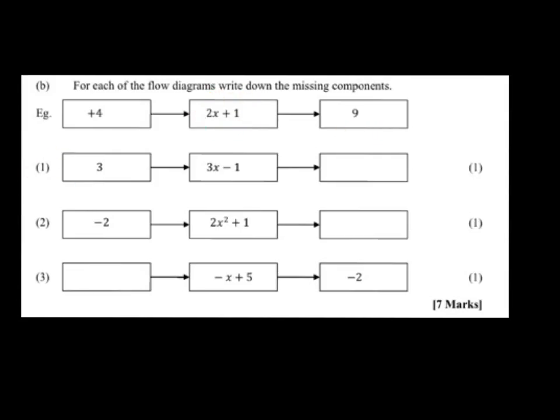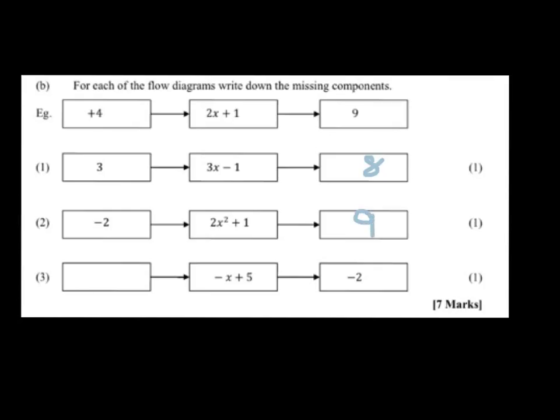Let's try it for the first question. So here we've got 3, must be placed into 3x minus 1. So hence, I'm going to do this as 3 instead of x. So 3 times 3 is 9, and I subtract 1 from there. I think you'll agree that gets me 8. In the next one, I have negative 2. Hence, negative 2 squared gets me 4. 4 times 2, that's 8. And 8 plus 1, well, that's 9.